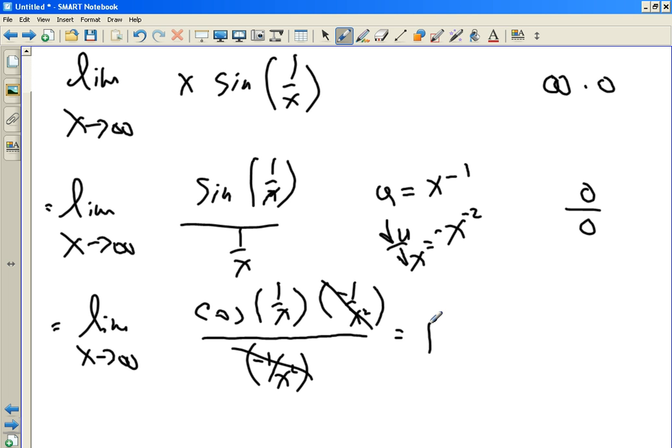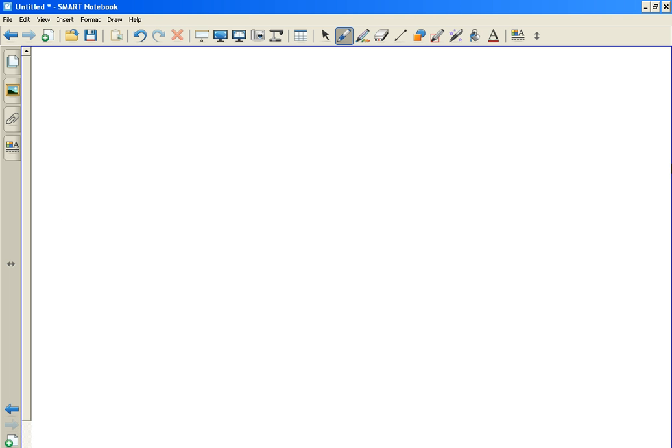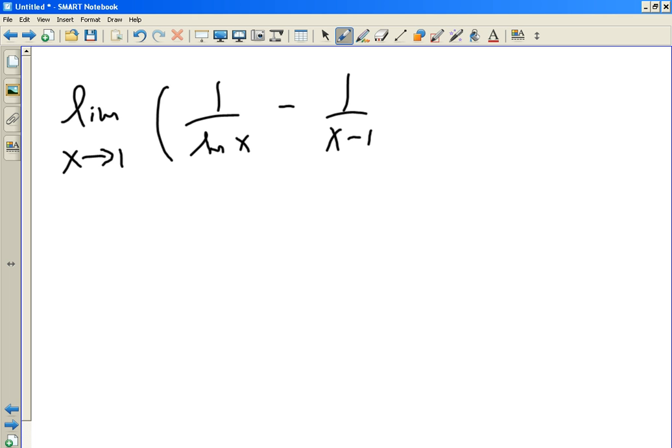Okay. Try this one on for size. This is not 0 over 0 or infinity over infinity, but you could make it so. The limit as x approaches 1 of the quantity 1 over ln x minus 1 over x minus 1. Now what if you plug in 1? Ln of 1 is 0, and 1 minus 1 is 0. So this is like 1 over 0 minus 1 over 0. Isn't that basically infinity minus infinity in the limit?